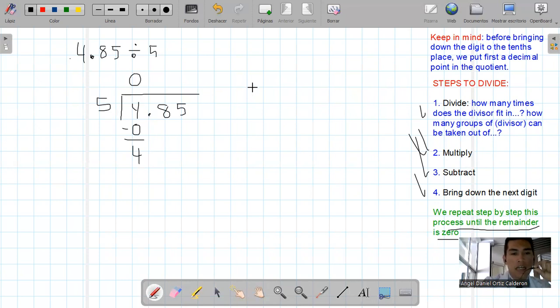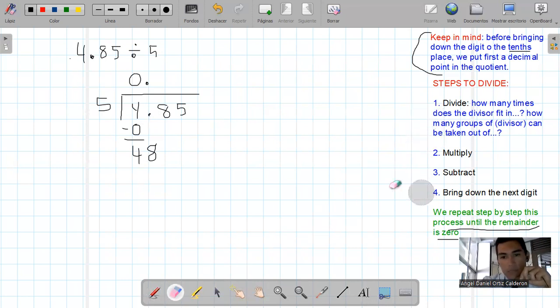What is the next digit? The next digit is the number 8, but remember that before bringing down the digit that is in the tenths place, we have to put a decimal point in the quotient. I have to put a decimal point right here, and then we are allowed to bring down the tenths digit. Remember, guys. Now, we have brought down the digit. Now we have to repeat the same process.